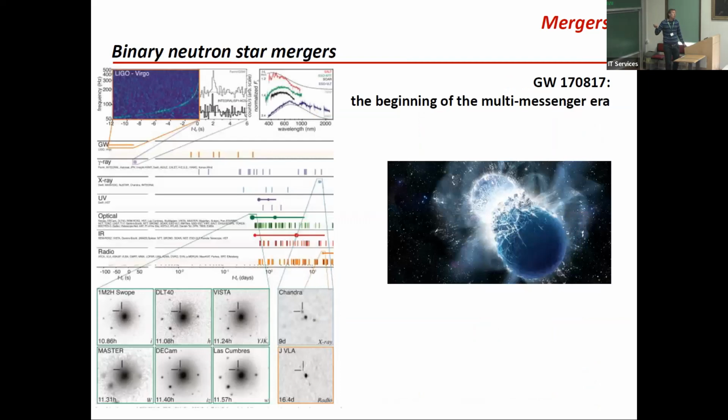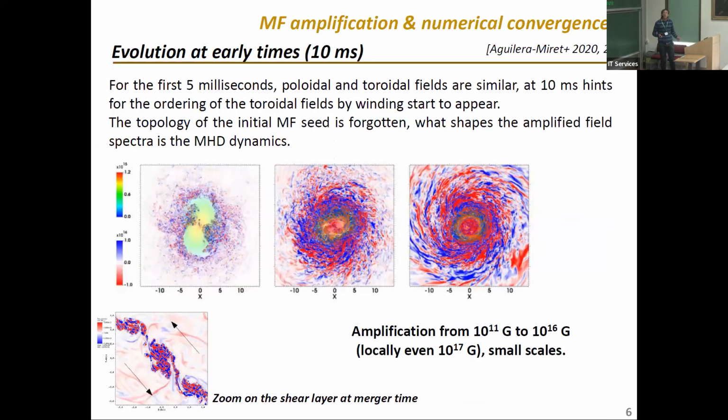And of course, there is a lot of interest about this because 5 years ago, there was the first event of electromagnetic and gravitational signal coming from such a merger. So there is a huge interest in this for many reasons, related also to fundamental physics. But today, of course, we're going to focus only on the magnetic field amplification.